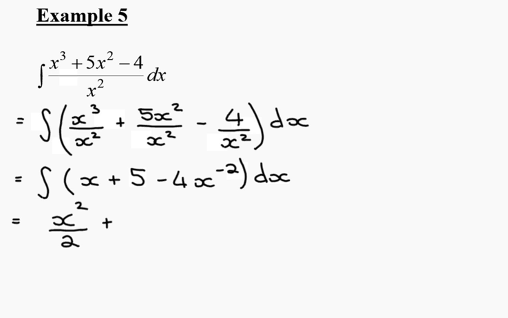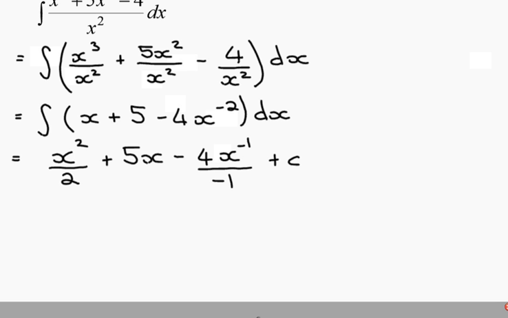The integral of 5 is 5x, because the derivative of 5x is 5, minus, take out the 4, then you've got x, you want to add 1, so it's the negative 1, divided by negative 1, plus your constant of integration.